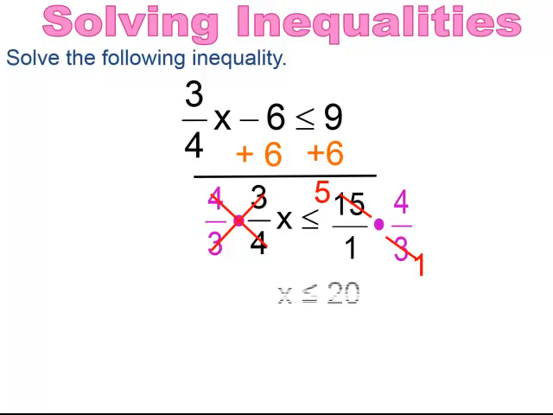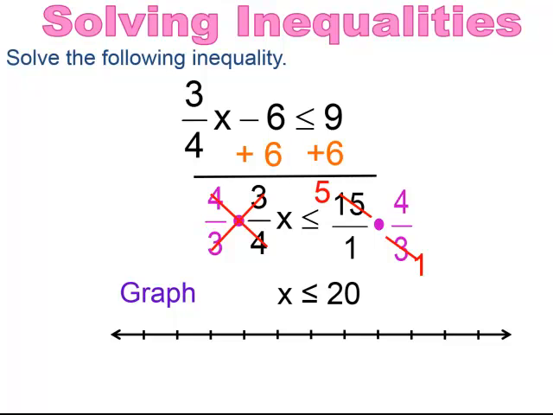So your final solution here would be x is less than or equal to 20. And now you can graph it and write your interval notation. So your graph is going to have a bracket because it's less than or equal to, and you're shading to the left, and your interval notation here would be negative infinity to 20 with a bracket.